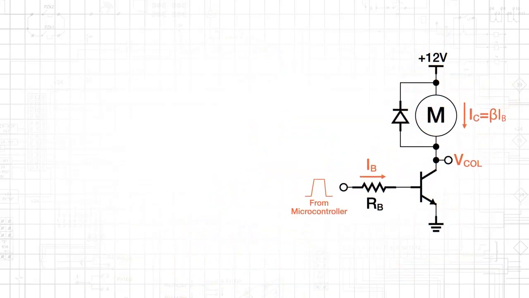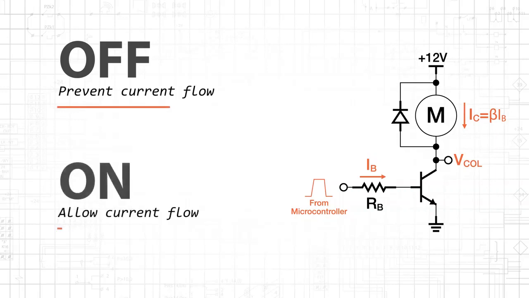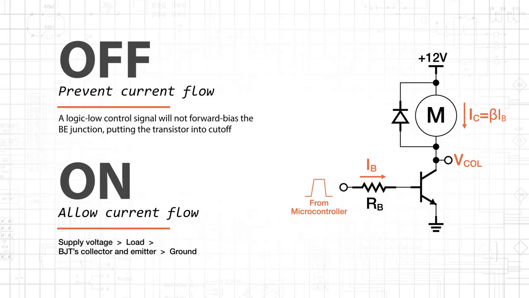When we use a BJT as a basic low-side switch, the goal is to turn the load off by preventing current flow, and to turn the load on by allowing current to flow freely from the supply voltage, through the load, through the BJT's collector and emitter, to ground. Preventing current flow is easy enough. A logic low control signal will not forward bias the BE junction, and thus the transistor will be in cutoff.